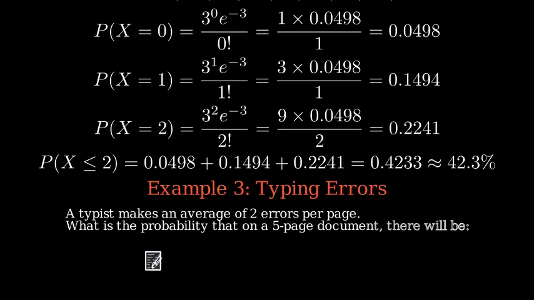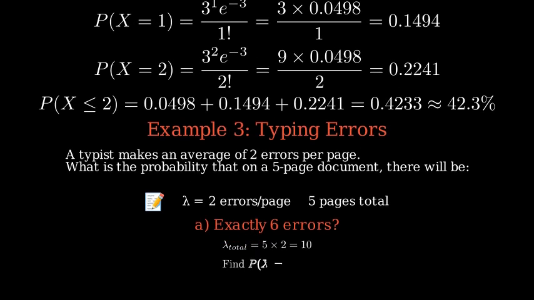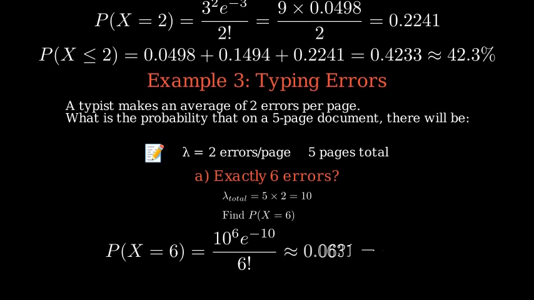Example 3. A typist makes an average of 2 errors per page. What is the probability that on a 5-page document there will be exactly 6 errors? For 5 pages with an average of 2 errors per page, lambda equals 5 times 2, which is 10. Using the Poisson formula, P(x equals 6) equals 10 to the power 6 times e to the power negative 10 divided by 6 factorial, which is approximately 0.0631 or 6.31%.